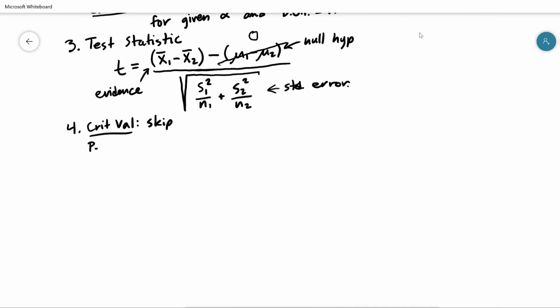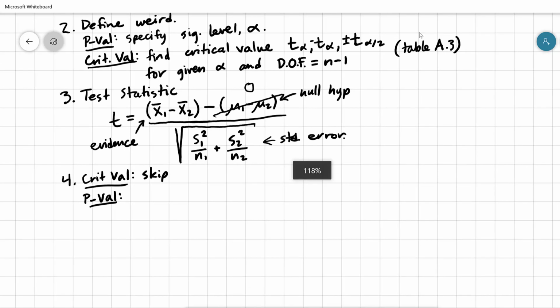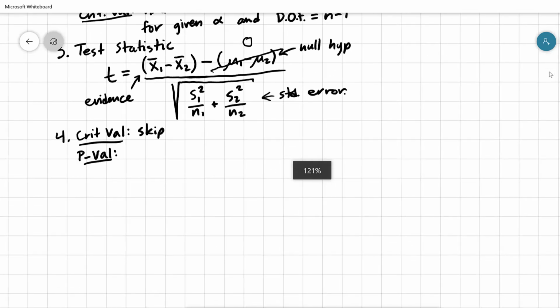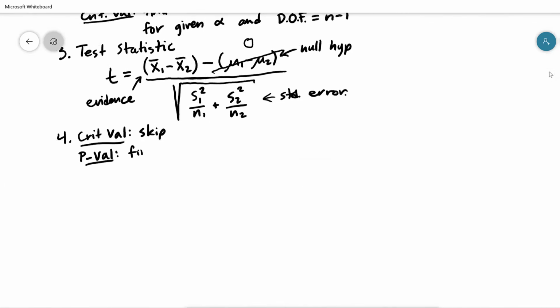But if we're doing the p-value method, I only have one of the two areas. I have the significance level, again from step 2, alpha. That's one of the areas, and I need to compare it to the area associated with this test statistic, the area associated with our actual evidence. And that's the p-value. So we need to find the p-value, which is, again, area to the extreme of the test statistic.